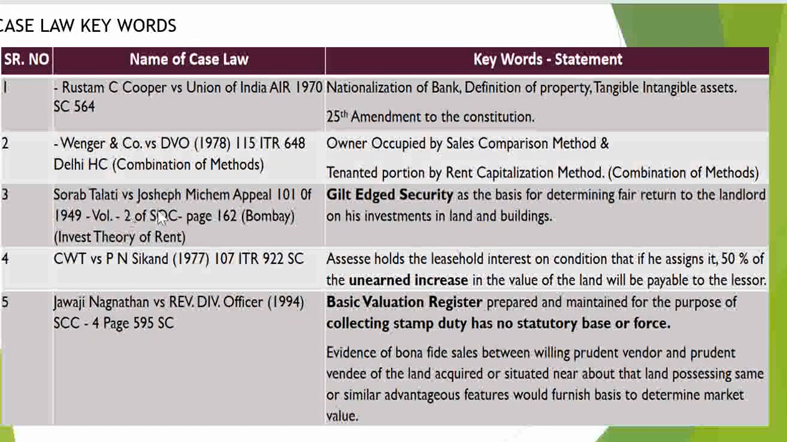So for Sorab Talati versus Joseph Michem appeal, wherever gilt as security is written, it means it is Talati versus Joseph Michem, as the basis for determining the fair return to the landlord on his investment in land and building. CWT versus PN Sikand: the assessee holds the leasehold interest on the condition that if he assigns it, 50% of the unearned increase in the value of the land will be payable to the lessor. So wherever this type of statement is given, it means it is from CWT versus PN Sikand.